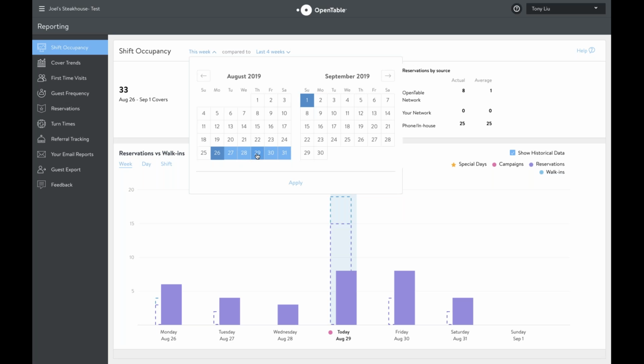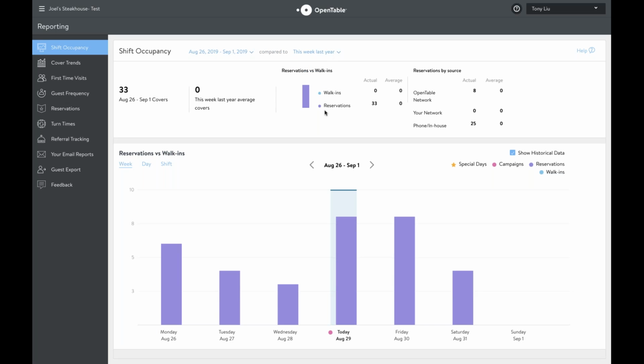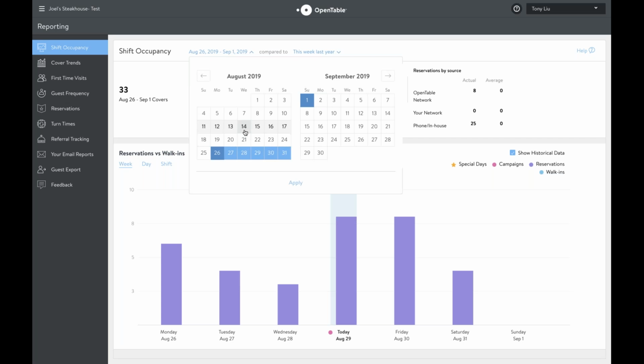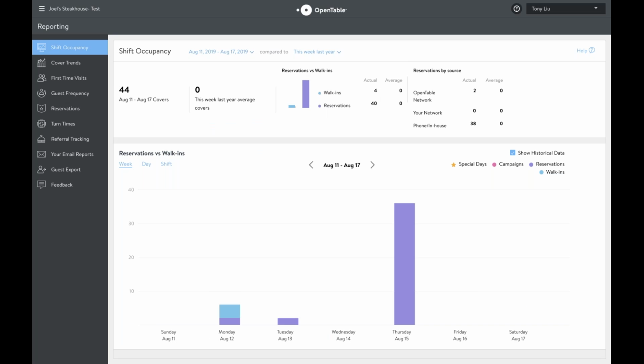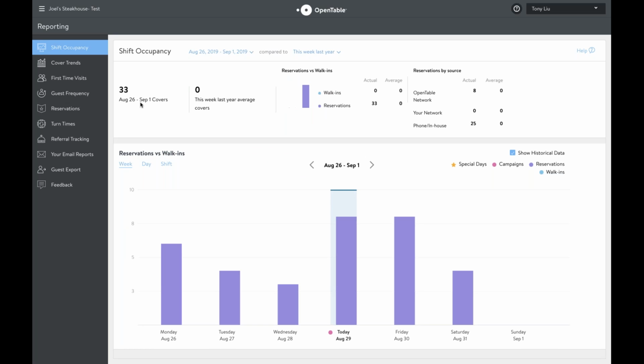Let's say today is the 29th. It defaults to the current day, so we're on the 29th, and it shows 3 days prior and 3 days after. If you apply it, you can compare that to the last 4 weeks of data, or even last year of data. If you compare it to last year, this is going to give you some information. Anyway, I'm just going to show you the interactivity of it, and then I'll show you some real good data. Right now, this is showing you the total amount of covers we have for this week, from October 26th to September 1st.